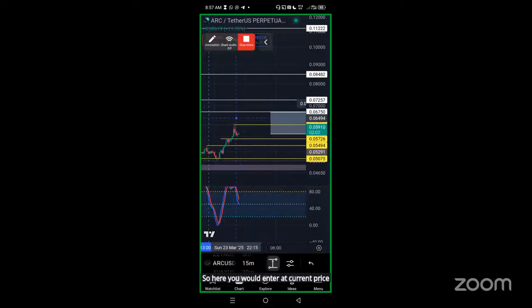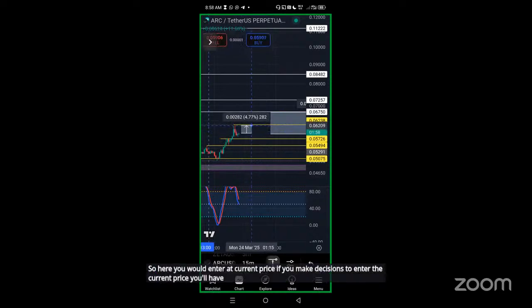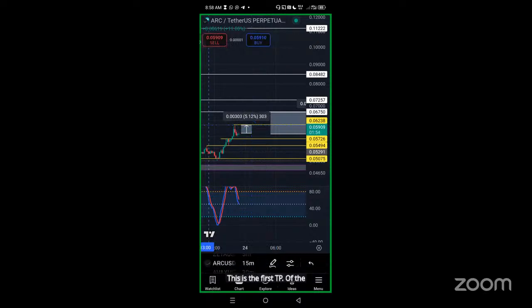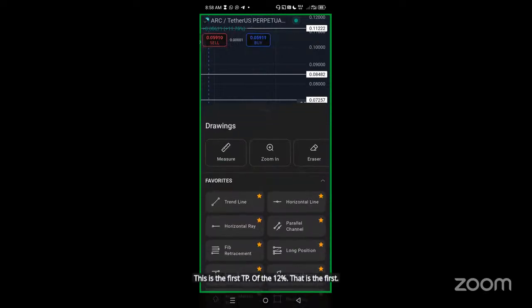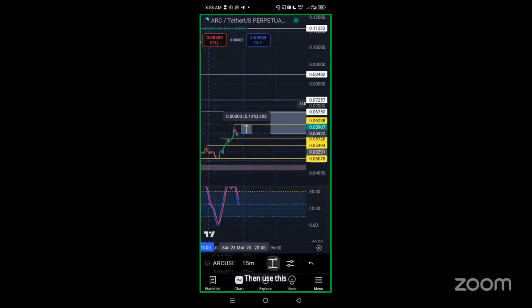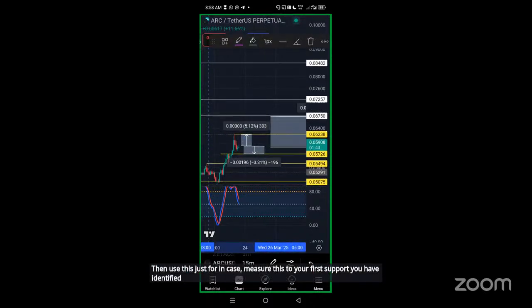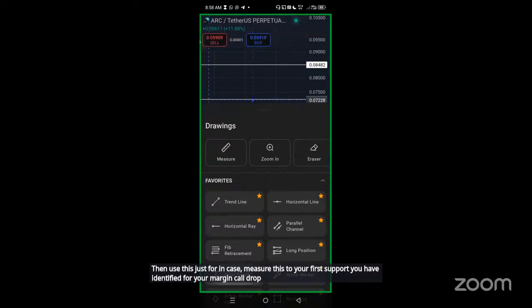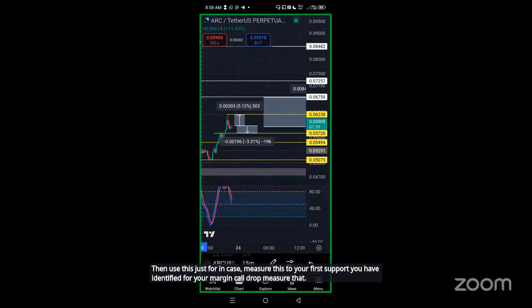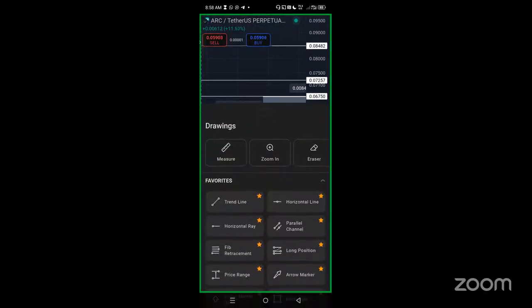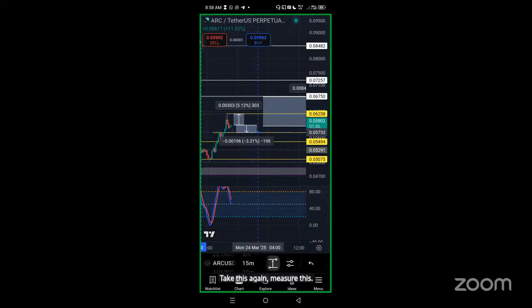If you make decisions to enter at current price, you'll have this percentage to take. This is the first TP of the 12%. That is the first. Then use this just in case. Measure this to your first support you have identified. For your margin call drop, measure that. Pick this again. Measure this for your margin call drop.